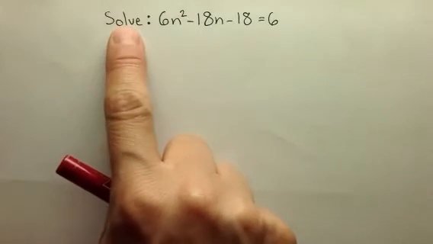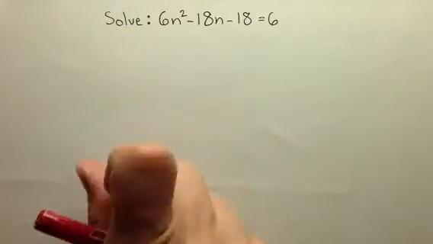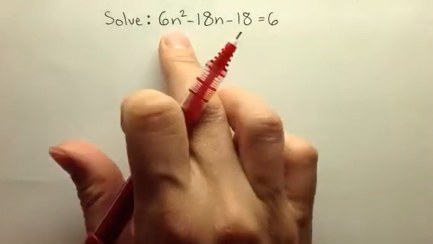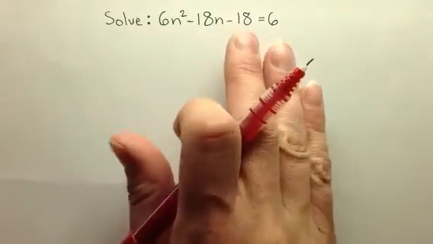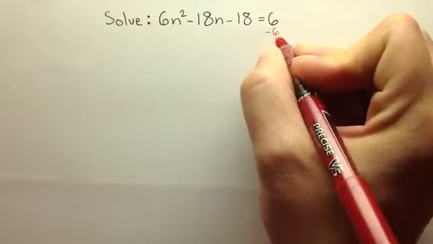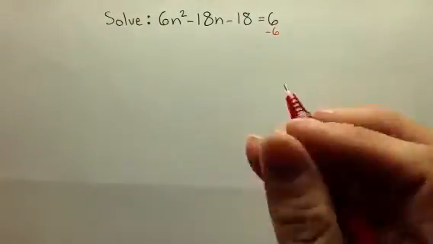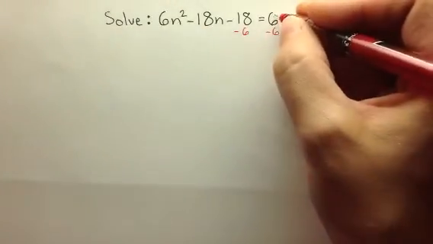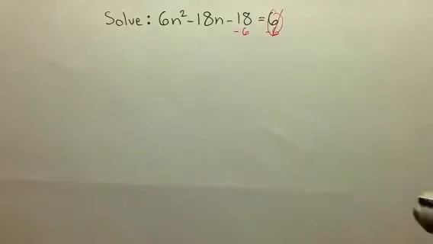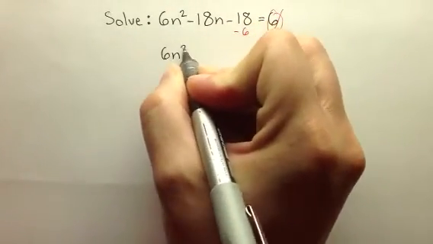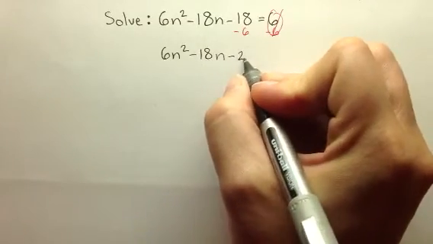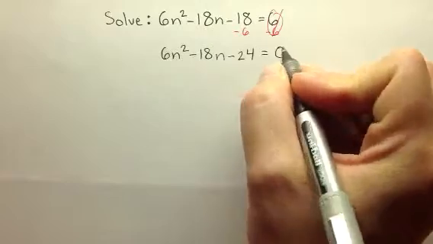Okay, my directions ask me to solve this equation. So I'm going to try to solve this by factoring. I'm going to get this in standard form, meaning I'm going to get everything on one side and set it equal to 0. To do that, I need to move the 6. I'm going to subtract it from my constant term. So that makes 0. So I get 6n squared minus 18n minus 24 equals 0.